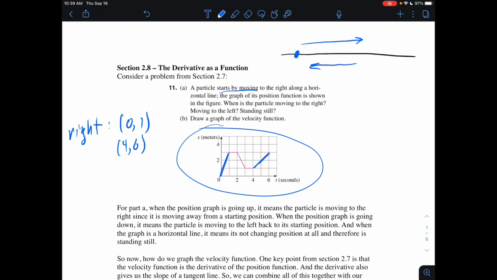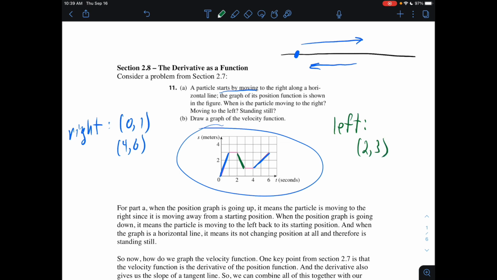So then when is it moving to the left? Well, that would be the opposite. When the graph of our position as a function of time is going down and to the right, because there it's heading back to where it started. This is from 2 seconds to 3 seconds.